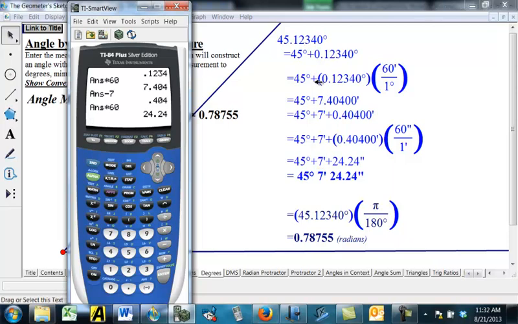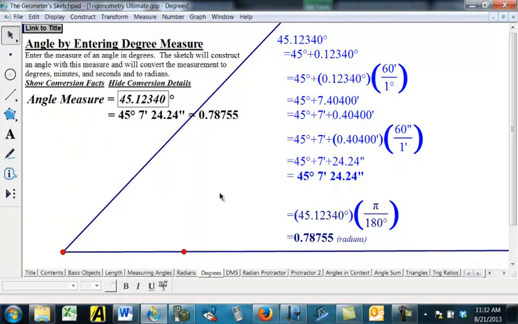Now, notice these are pluses. 45 degrees plus this much degrees. 45 degrees plus this many minutes. 45 degrees plus 7 minutes plus this minutes, and so forth. So it's 45 degrees plus 7 minutes plus 24.24 seconds. But we typically suppress the pluses when we write it out. So we just write it as 45 degrees, 7 minutes, 24.24 seconds.